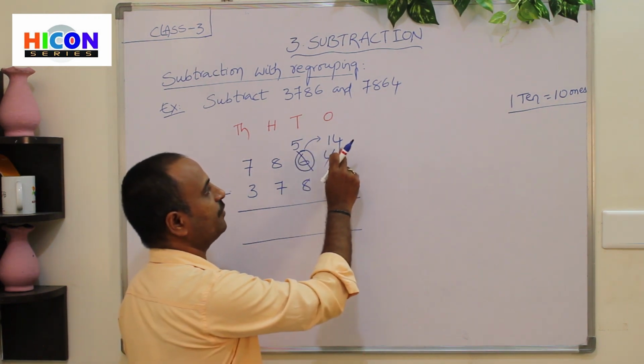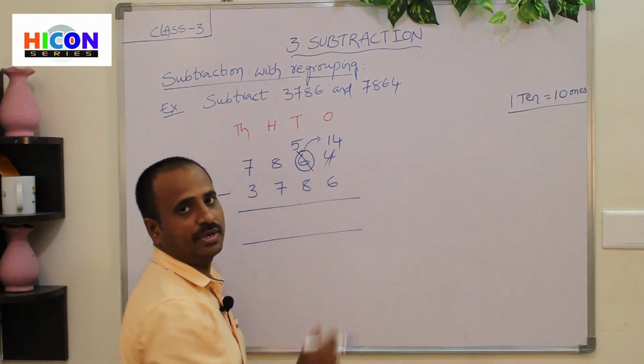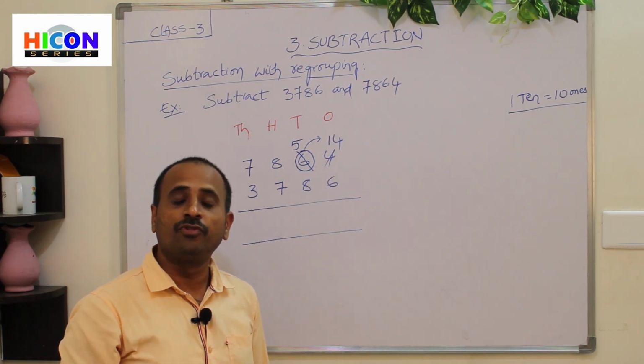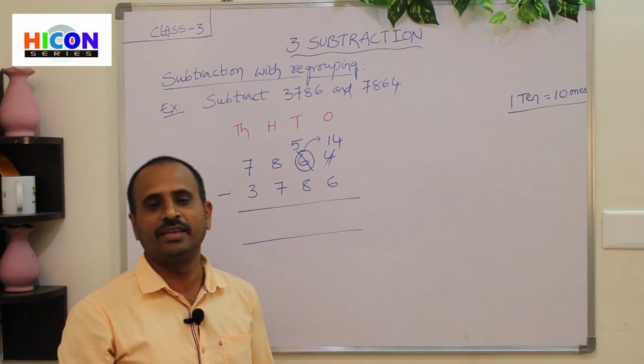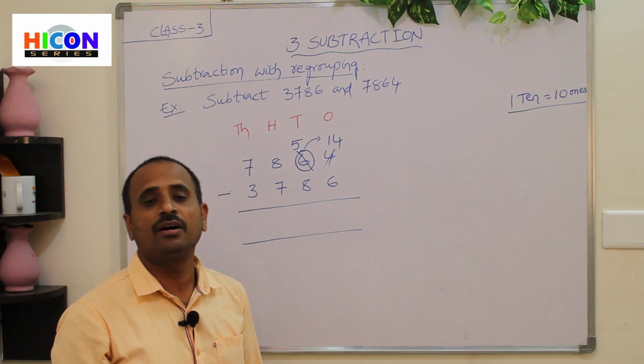Children, what is the first number here? 14. What is the second number? 6. So the first number is 14. Open 14 fingers of your hand. But there are only 10 fingers on our hands, so we cannot do this subtraction on our fingers.